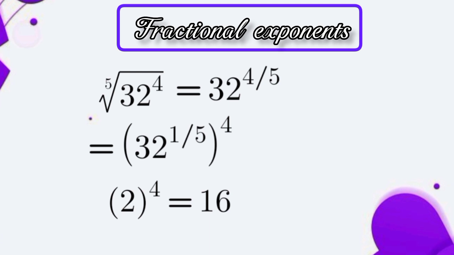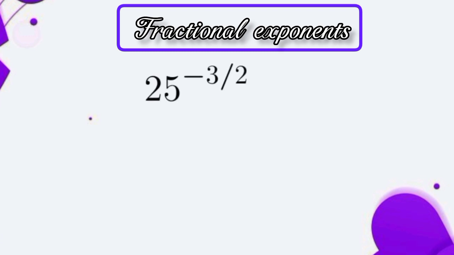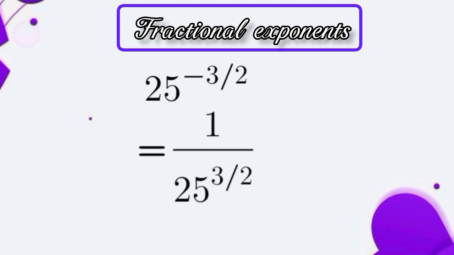Now, what if you have a negative exponent, let's say, for example, you have 25 raised to the power negative 3 over 2. How do you solve this? In order to solve this question, we have to take 25 to the power 3 over 2 below. So we have 1 over 25 raised to the power 3 over 2. So as you can see, we have made 25 to the power 3 over 2 the denominator, just to get rid of the negative. So just as we have been solving before, we have to split the fractions.